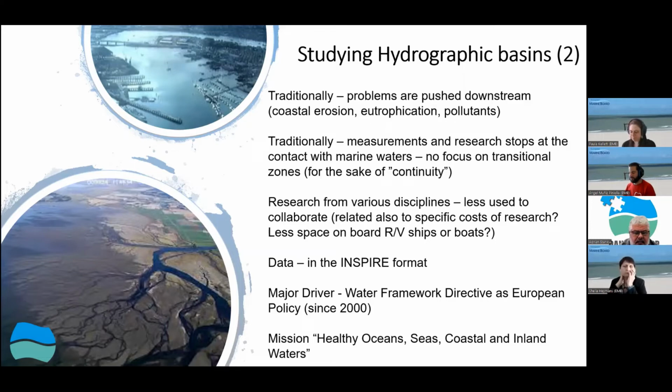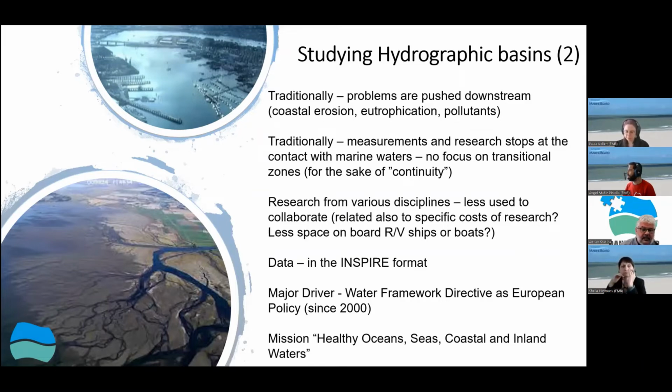Then there is another important thing, it's pace. Researchers from various disciplines are less used to collaborate. It's probably the same situation that occurred in marine research 40 years ago. Probably the very high costs of marine research put researchers to work together. So the specific costs of research are important. But then there is another thing.